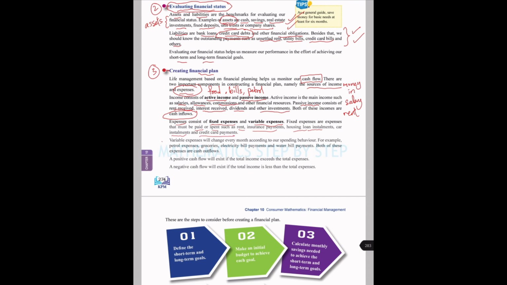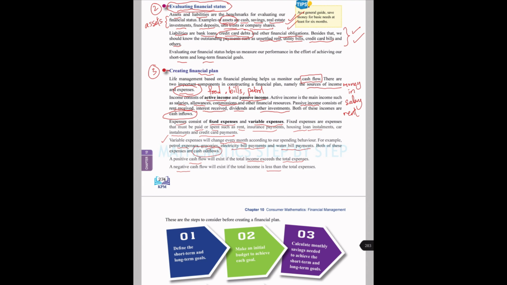Okay, whereas variable expenses will change every month according to our spending behavior. Okay, for example, petrol expenses, groceries. Okay, not every month we'll spend the same amount on groceries, right? Sometimes we spend more, sometimes we spend less. Okay, electricity bill payments, water bill payments. Okay, so both of these expenses are cash outflows. Okay, our money is going out. So a positive cash flow will exist if the total income exceeds the total expenses, and a negative cash flow will exist if the total income is less than the total expenses.